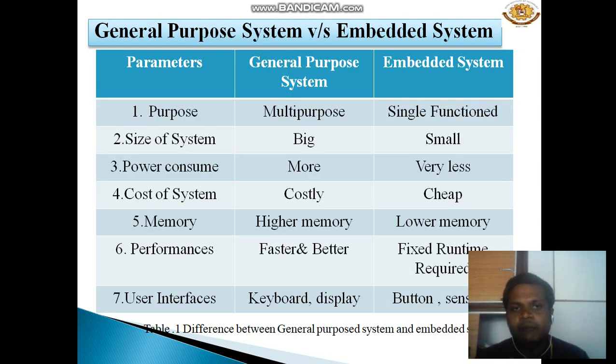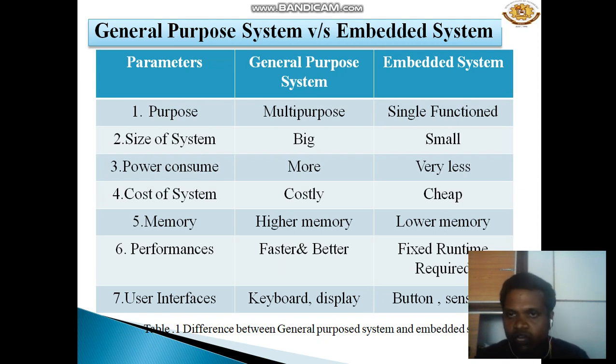In a comparison between a general purpose system and an embedded system, the purpose will be single function when we go for an embedded system. The size of the system will be small, the power consumption also less, the cost of the system will be cheap, the memory will be lower, and the performance also efficient. The user interface devices which we use are buttons, sensors, actuators, and gateways.